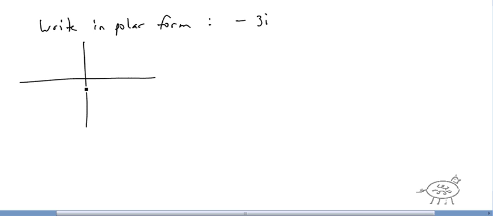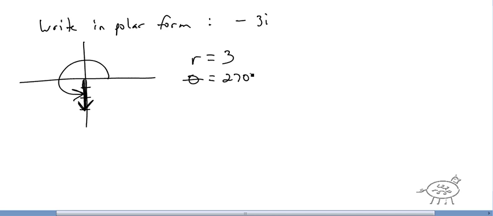Okay, let's try another problem. This is a pretty mellow problem. Write in polar form: negative 3i. Well, the first thing we're going to do is we're going to sketch it. It's on the imaginary axis, so we're right here. Okay, and again, this is an easy one because there is no triangle involved. And basically what we do is we say, well, r is equal to 3, and theta is equal to, go all the way around here, and that's 270 degrees.